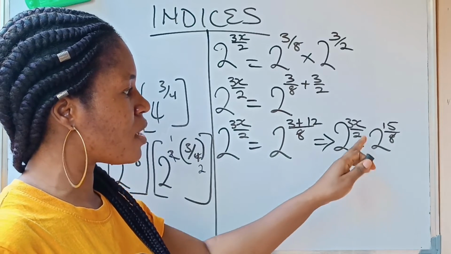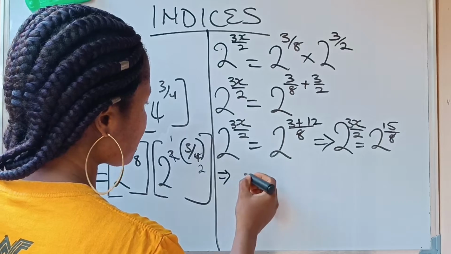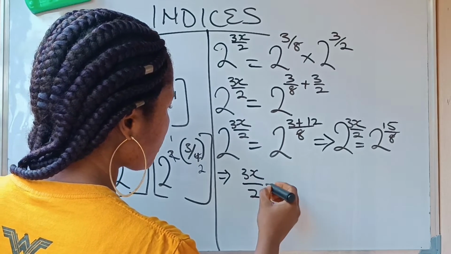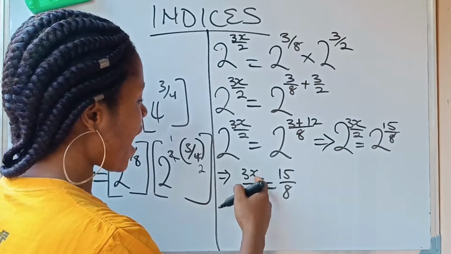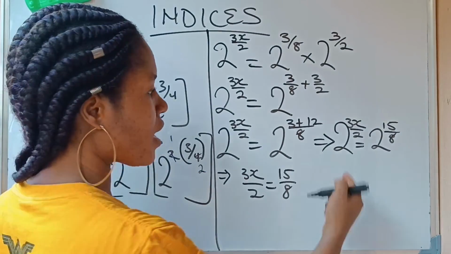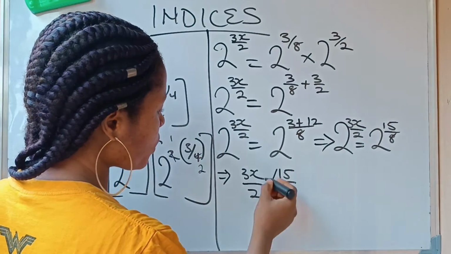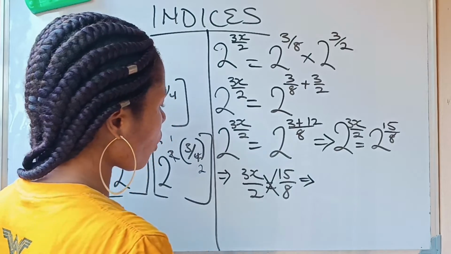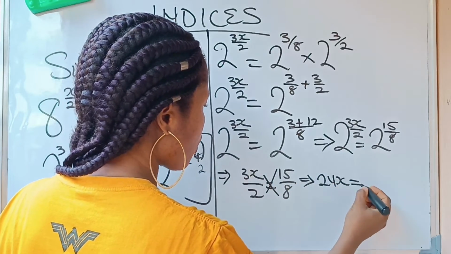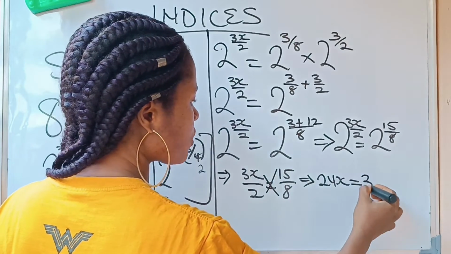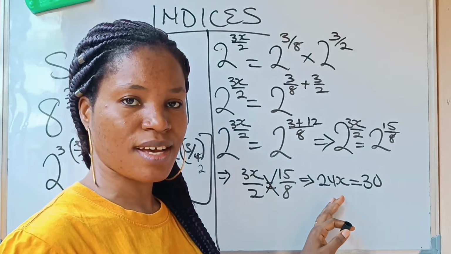Now notice that they are in the same base. Once they are in the same base, you can equate their powers. So what does that mean? This implies that 3x over 2 is equal to 15 over 8. Can you see that? We are equating their powers once this and this are equal. Now we cross multiply: 3x times 8 gives us 24x is equal to 2 times 15, which gives us 30.